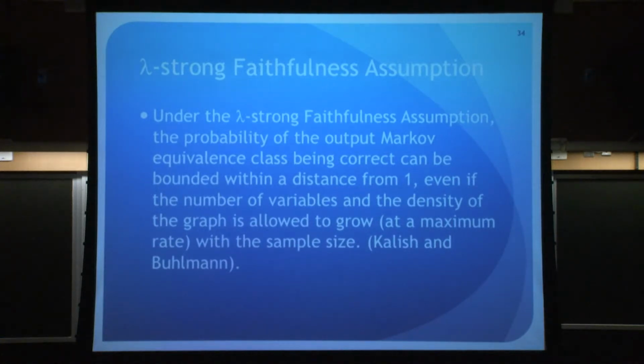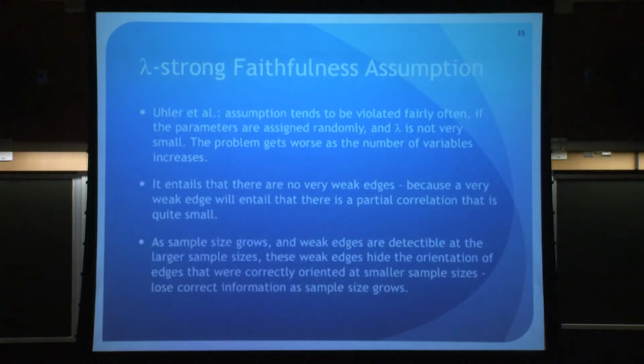And you can even allow the density of the graph and the number of variables in the graph to grow with the sample size as long as you control that rate of growth. The problem comes from what Carolyn's analysis showed, which is that that assumption is going to be violated fairly often unless you make lambda extremely tiny. So that doesn't seem quite like the right assumption to make.